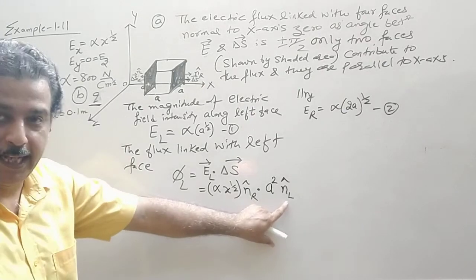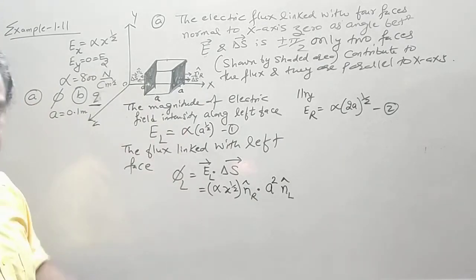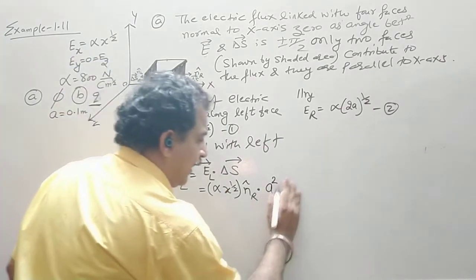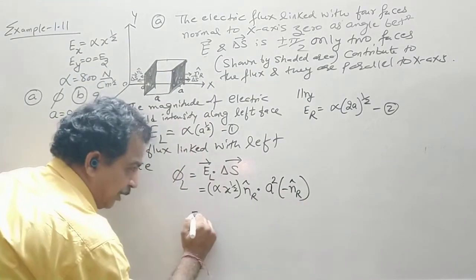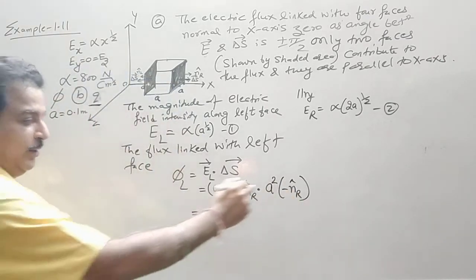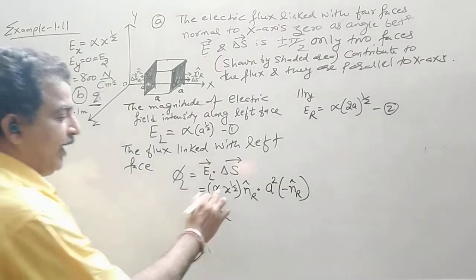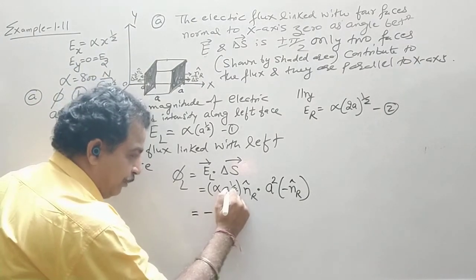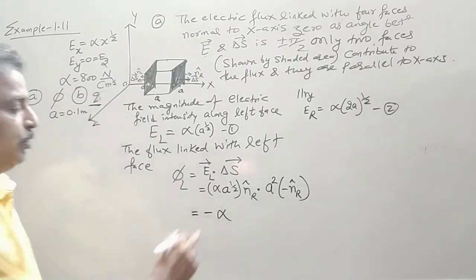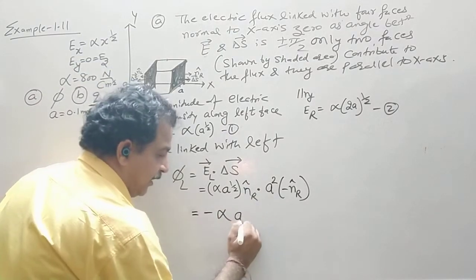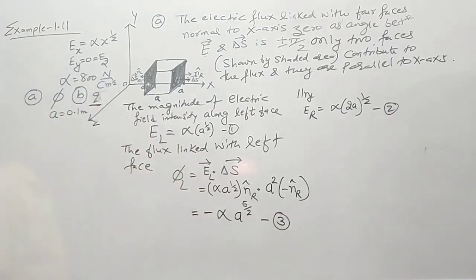So either you write NL, now NR and NL are opposite, so we take a minus sign, or the angle is 180 degree, or I can write a minus NR cap. So this comes out to be NR dot NR, that is 1 minus here, so minus alpha. In the place of x, I have to substitute A because the distance is A. So A raised to half and A square, that is A raised to 5 by 2. So this is equation number 3.